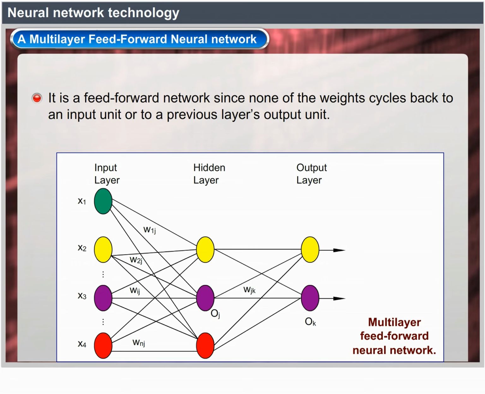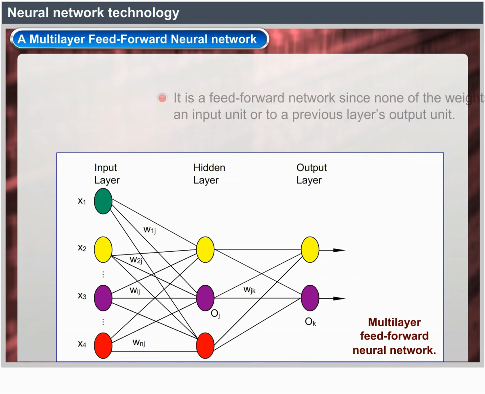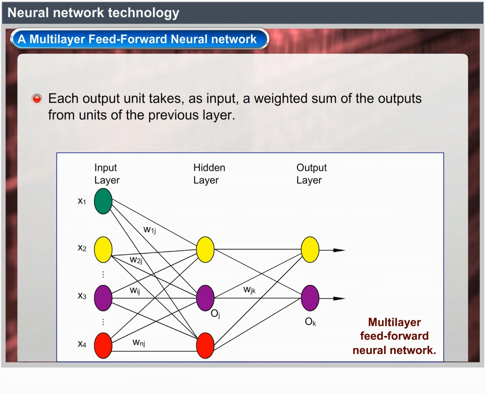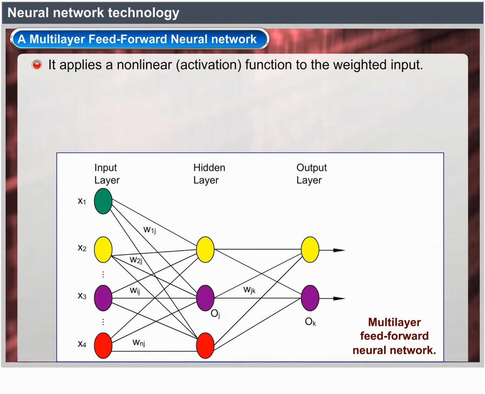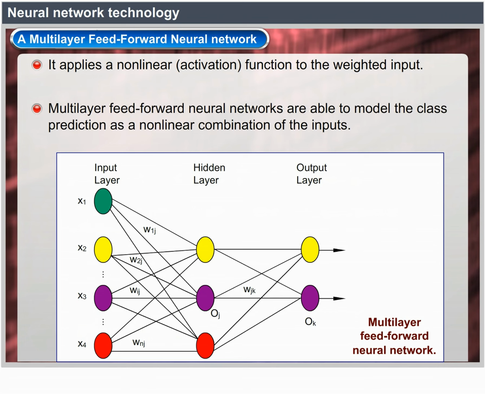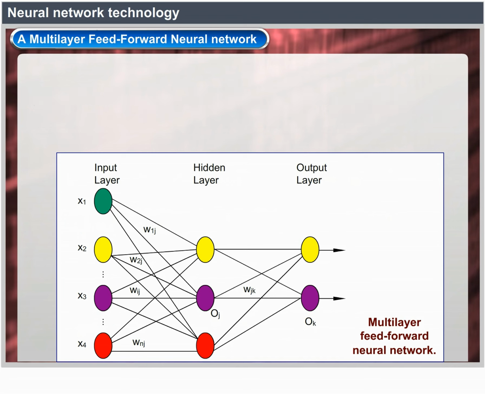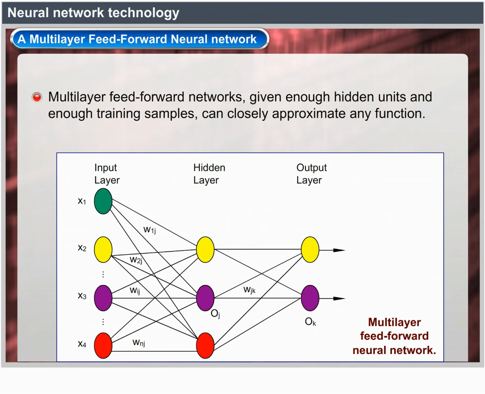It is fully connected in that each unit provides input to each unit in the next forward layer. Each output unit takes as input a weighted sum of the outputs from units in the previous layer. It applies a nonlinear activation function to the weighted input. Multilayer feed-forward neural networks are able to model the class prediction as a nonlinear combination of the inputs. From a statistical point of view, they perform nonlinear regression. Multilayer feed-forward networks, given enough hidden units and enough training samples, can closely approximate any function.